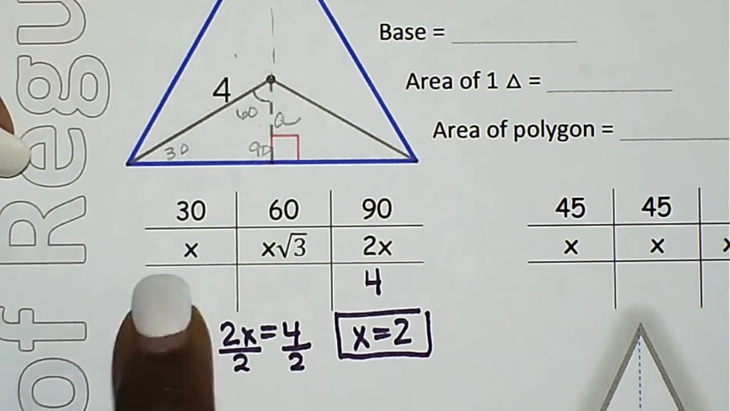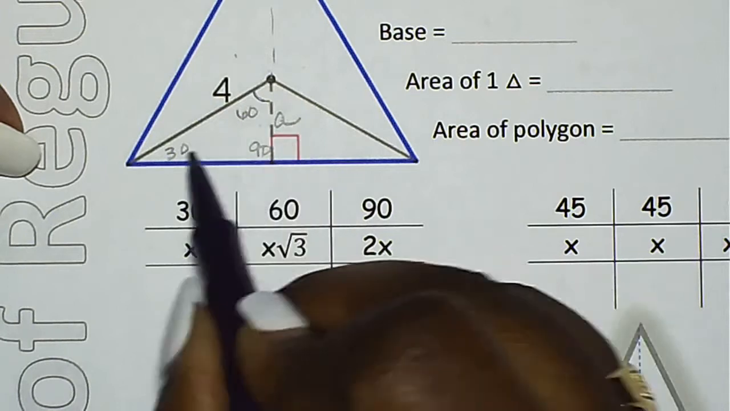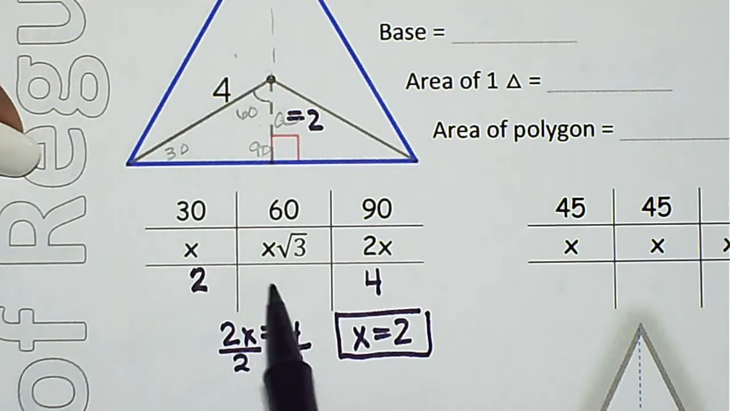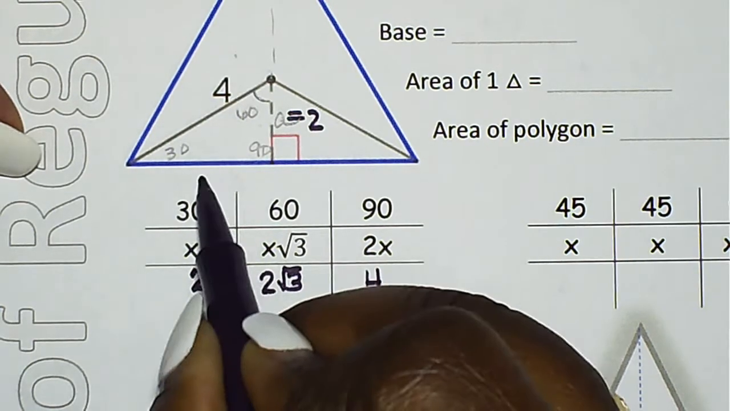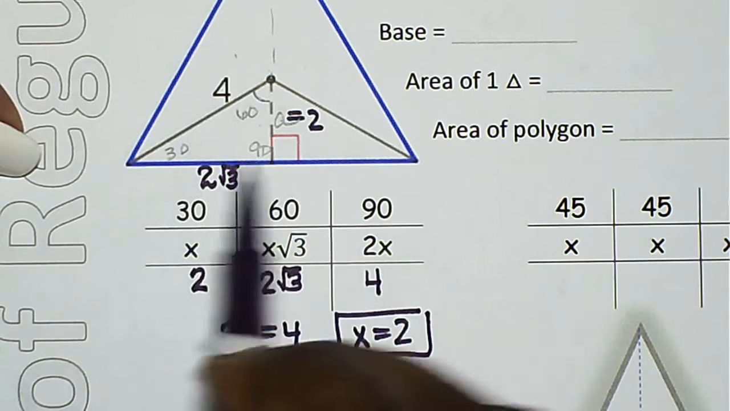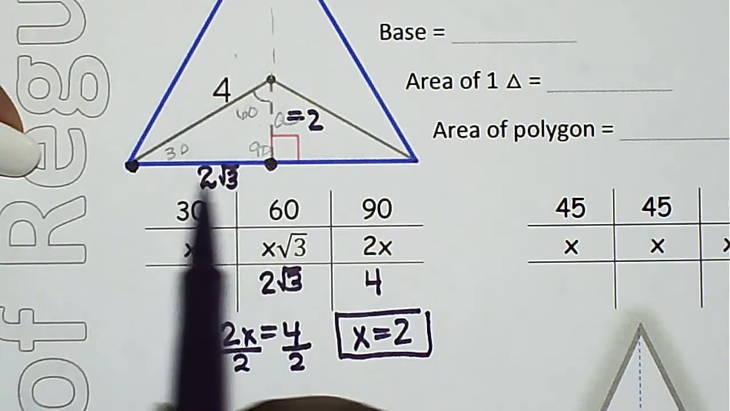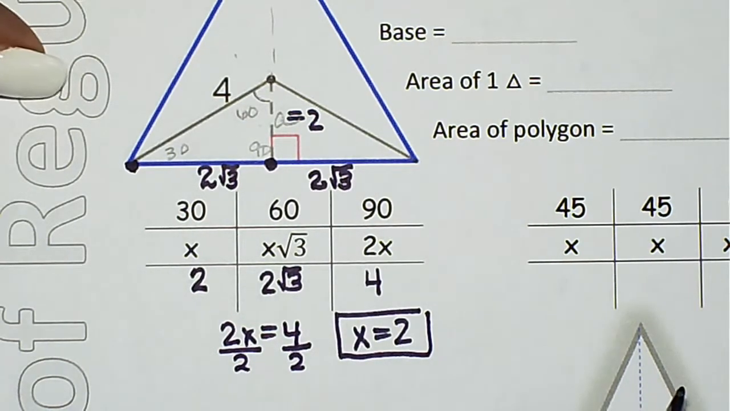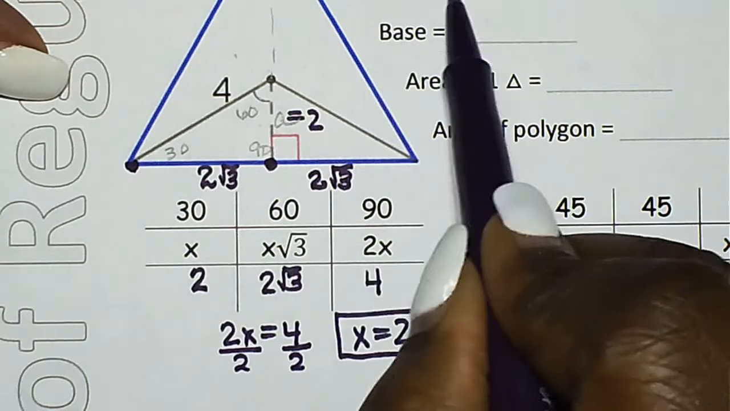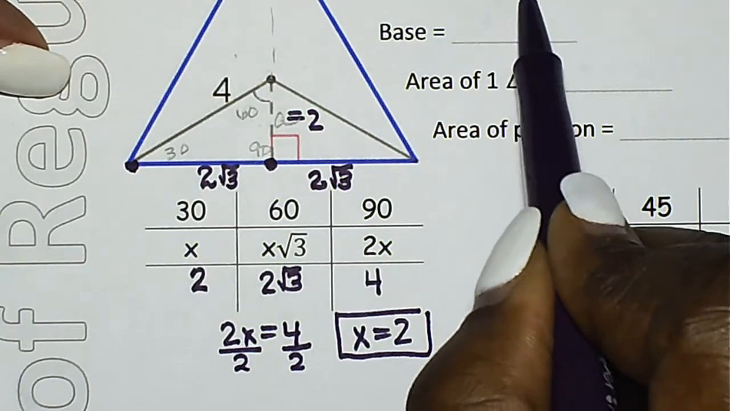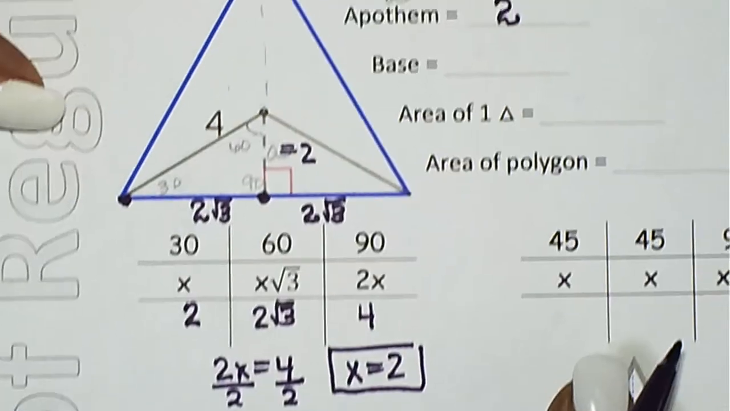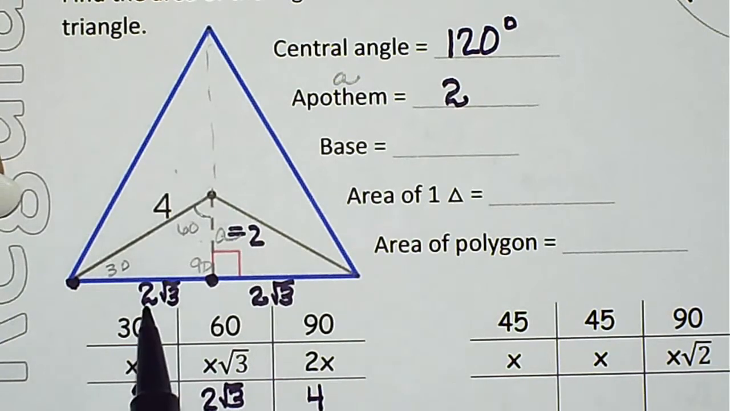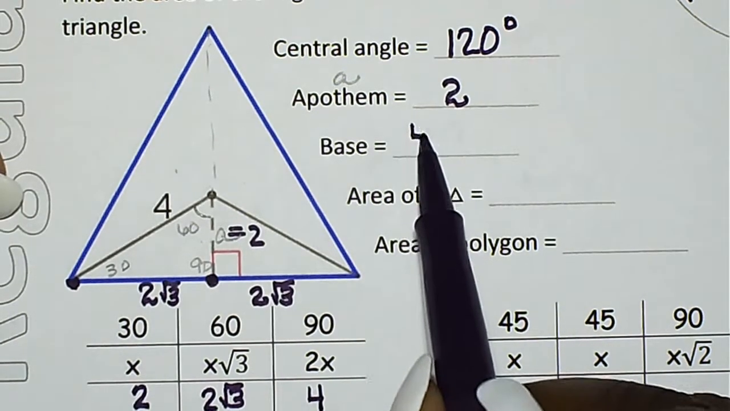So since I know x is 2, then the side opposite of the 30 is equal to 2. The side opposite of 60 is 2 square root of 3. So this side is 2 square root of 3. If this from here to here is 2 square root of 3, then this is also 2 square root of 3. All right? So what is the length of apothem? Apothem is 2. You see it is here. The base is 2 square root of 3 plus 2 square root of 3, which is 4 square root of 3.